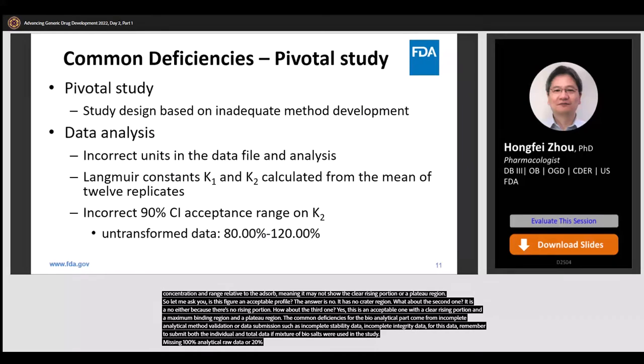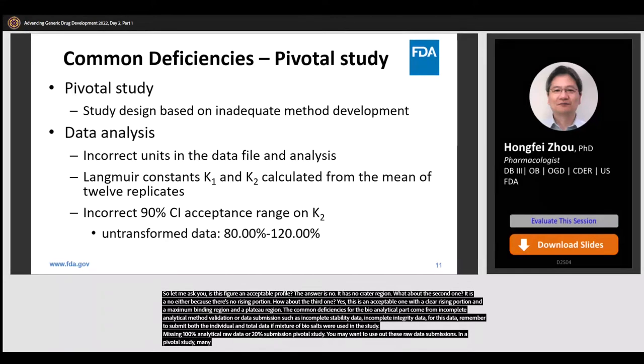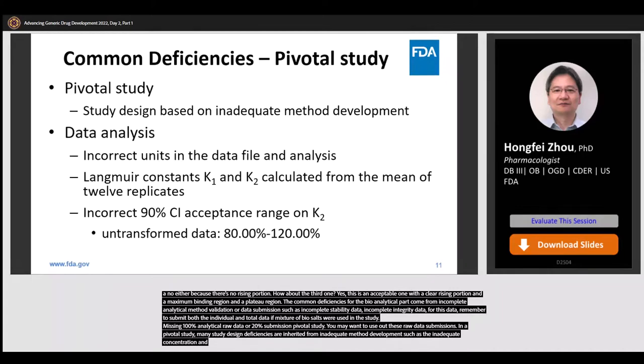In a pivotal study, many study design deficiencies are inherited from inadequate method development, such as inadequate adsorbate concentration and range determination, which leads to an inadequate binding profile, either without the plateau or without the rising portion. So once again, I would like to emphasize the importance of method development and optimization.